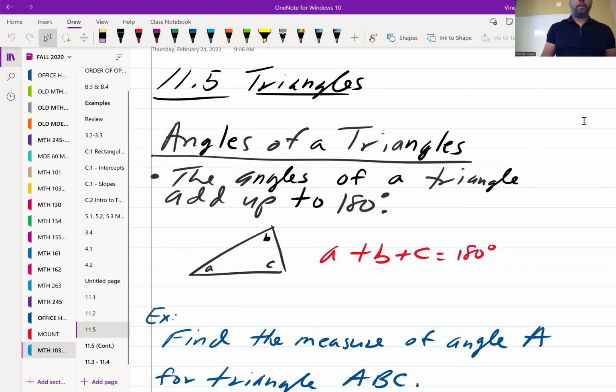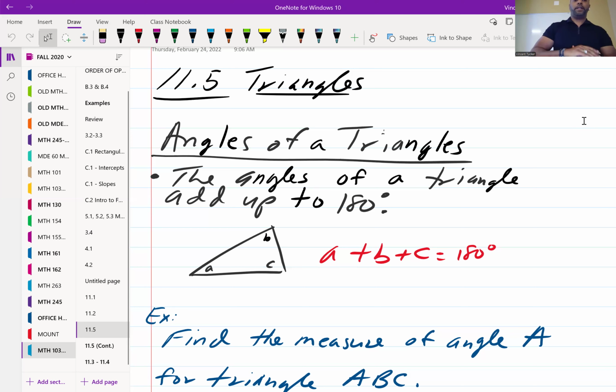Last class, we closed out 11.2. So we jump to 11.5, and then probably just do 11.5 today. In the next class, we do 11.3 and 11.4, and that'll be it for chapter 11. All right. So 11.5, triangles.